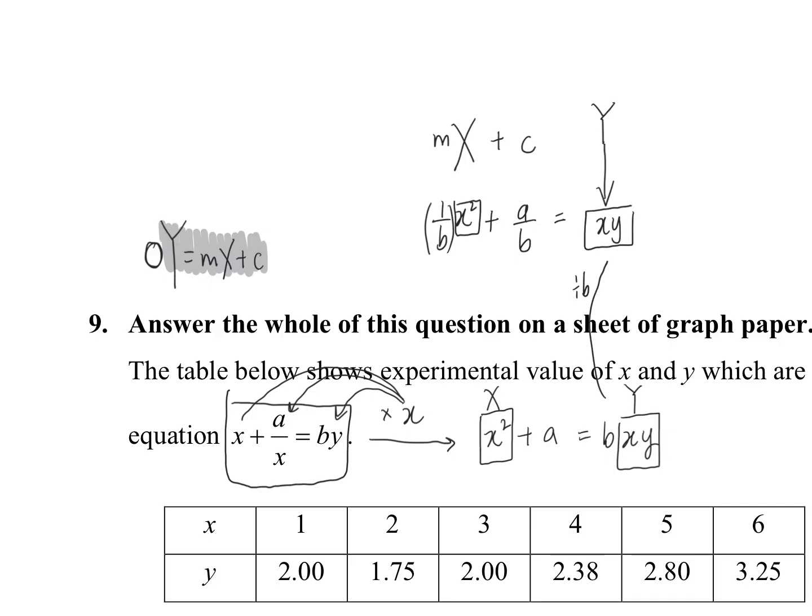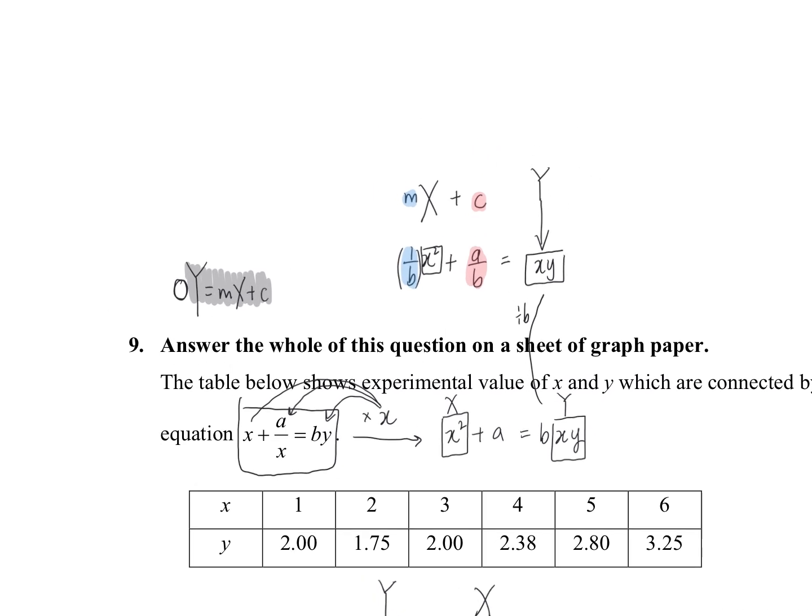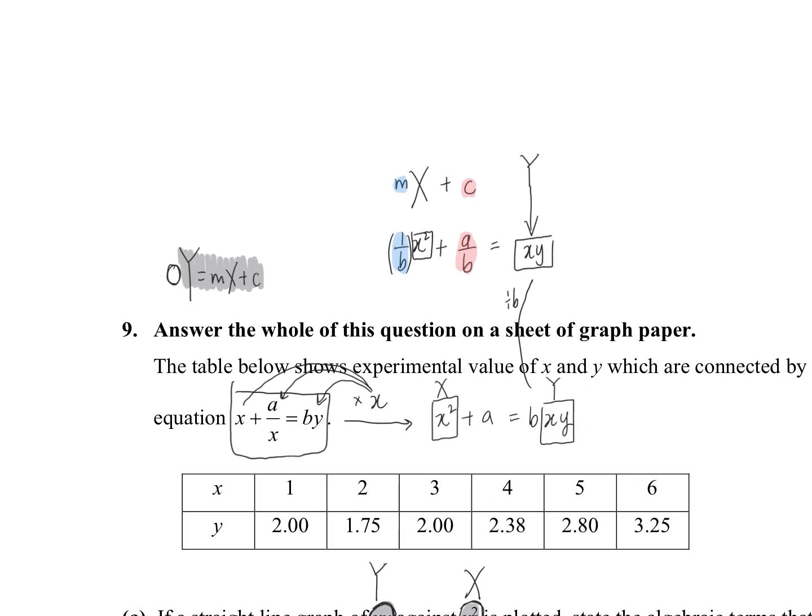Okay, so if you compare carefully, your y-intercept will give you the value of a over b. And then your gradient will give you the value of 1 over b. Okay, so this is how you will linearize it. So in order to plot the graph, you need a new table of values. So I'm going to construct my new table of values.